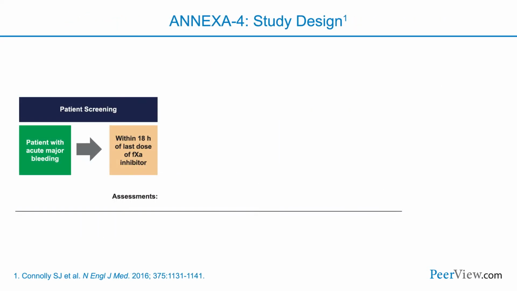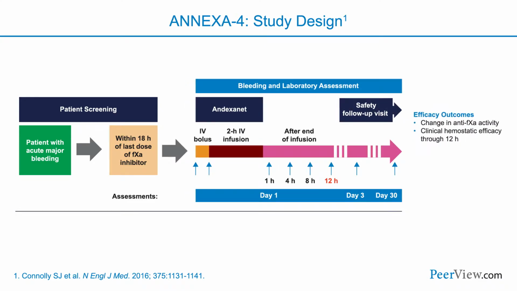The pivotal study, the equivalent of RE-VERSE AD for Andexanet alfa, is ANNEXA-4. ANNEXA-4 is looking at patients who are taking 10As who have acute major bleeding. There's an emphasis on intracranial bleeds, and these are patients who are known to have a certain time of ingestion since their last dose. And that's important because that helps determine the dose of Andexanet that's given. The efficacy outcomes are changes in anti-factor Xa activity and clinical hemostatic efficacy through 12 hours.